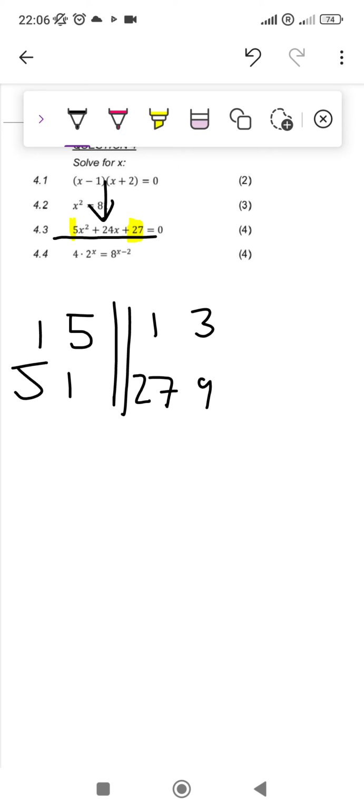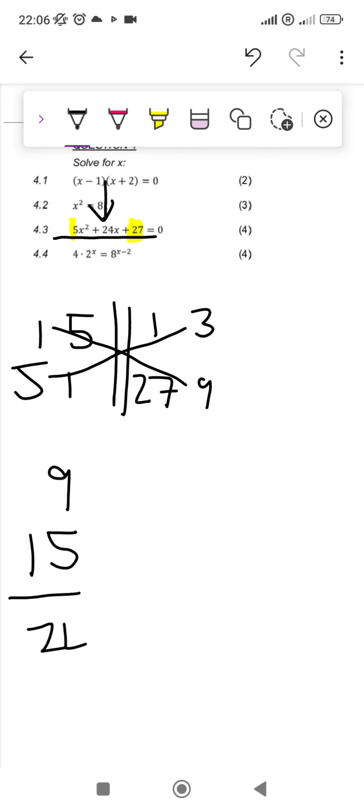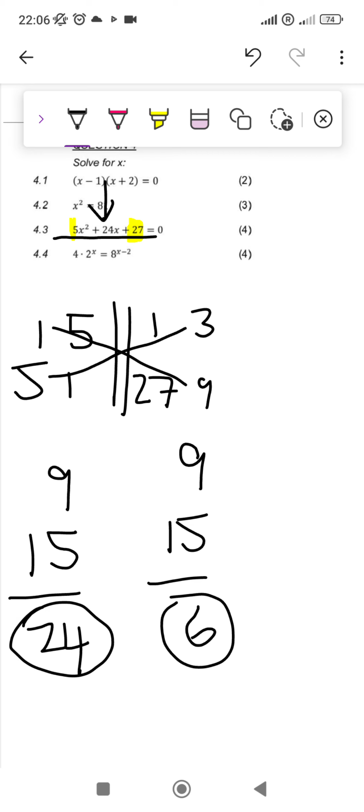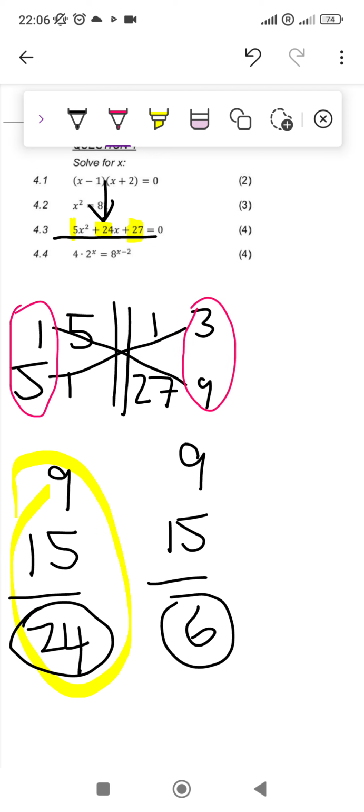So I'm gonna say the 1 times the 9. 1 times 9 is still 9. 5 times 3 is 15. So if I add these, I end up with 24. If I subtract those, 9 and 15, I end up with 6. So the pairing that we have can either get us a 24 or a 6, positive or negative, right? And we look at our middle term, it's a 24. So yes, that pairing works for us. So the values we're going to choose are the 1 and the 5, the 3 and the 9.